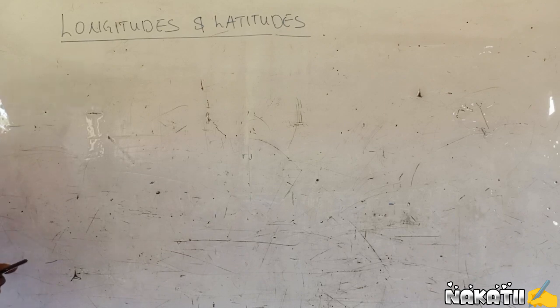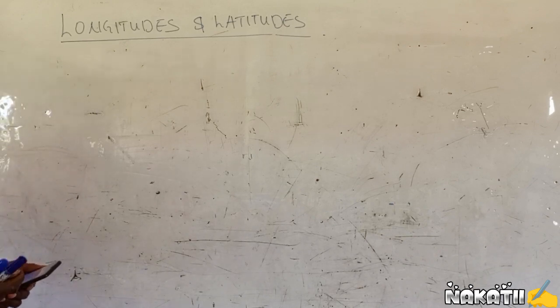Now we have a very important meridian which passes through Greenwich in London. We call it the Greenwich meridian. It is used as a reference for other meridians. When you want to get the position of other meridians on a sphere, we use the Greenwich meridian to get the position of the meridian.